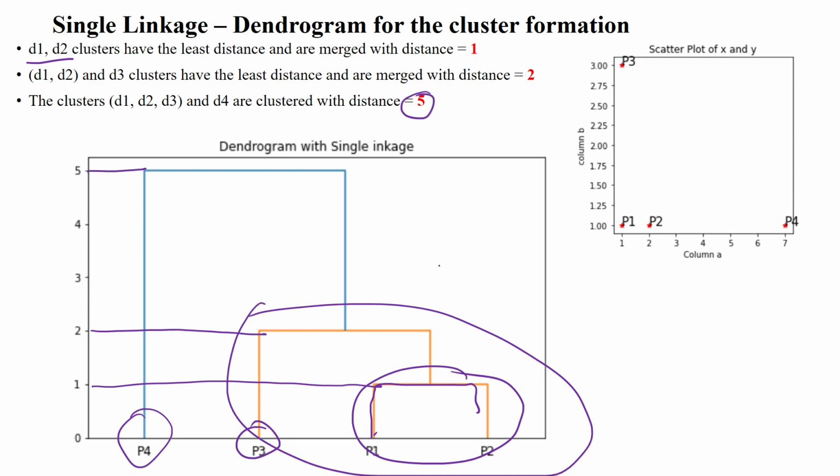So this is the dendrogram we have got for the calculated hierarchical clustering. Here the bottom up approach, agglomerative hierarchical clustering, is done based upon the single linkage.